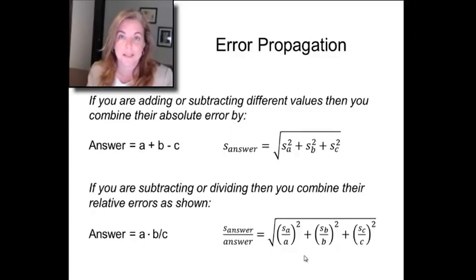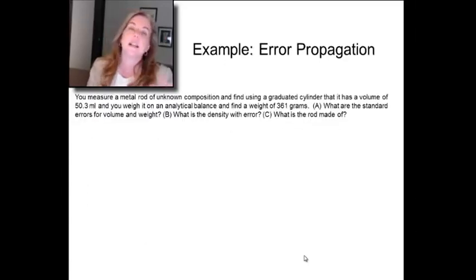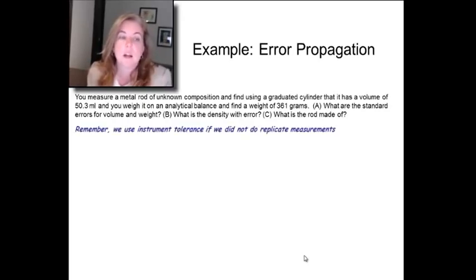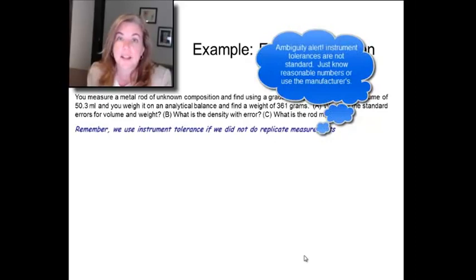Let us go through a couple of examples. Let's take that example of the unknown metal rod. Say we measured the volume to be 50.3 mL, and we weighed it on an analytical balance, rather than a pan balance, and found it to be 361 grams. What are the standard errors for volume and weight? What's the density with error, and what's the rod made of? Remember, use instrument tolerances to get at those errors if you didn't do replicate measurements.